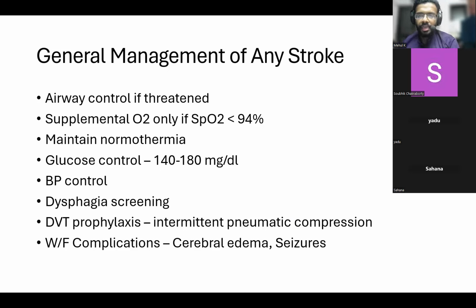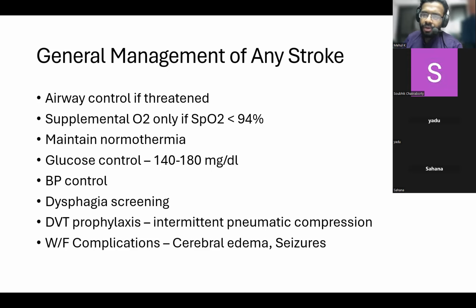BP control, what to do? I'll tell you in a little bit. Very important: in any stroke patient, screen for dysphagia. See how they're actually swallowing fluids and all. If you think that they're not able to swallow properly, make them NPO, put a Ryle's tube. Because a very important thing: most patients with an ischemic stroke will not actually die of the ischemic stroke. But if the patient aspirates and ends up with aspiration pneumonia, that can result in death. So this is a very, very important and often forgotten part of stroke management.